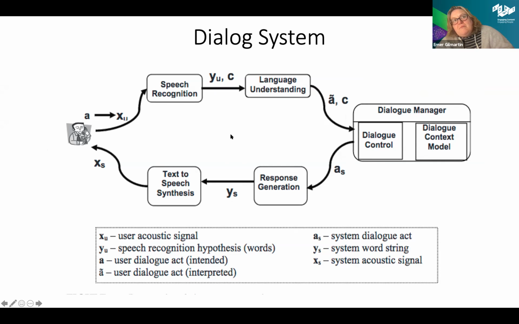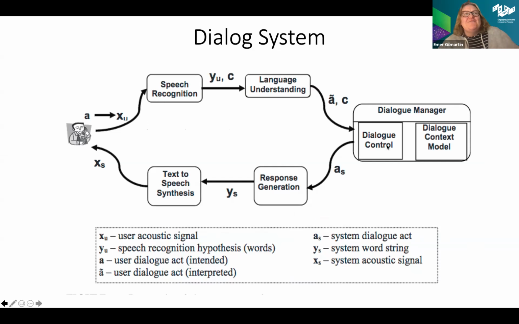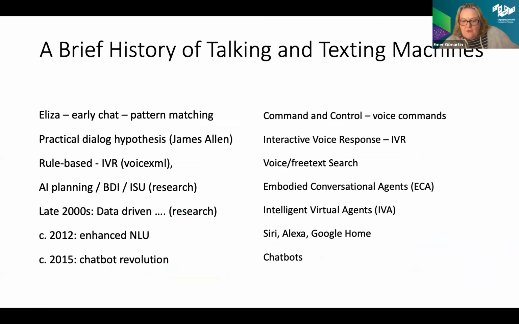Now, as machine learning has gotten better and better, these three stages, understanding, management, and response generation, the dream is to create end-to-end systems which go from here right through to here in one fell swoop in a black box. That's successful depending on what you want to do. It can be successful or not. We won't worry about that.